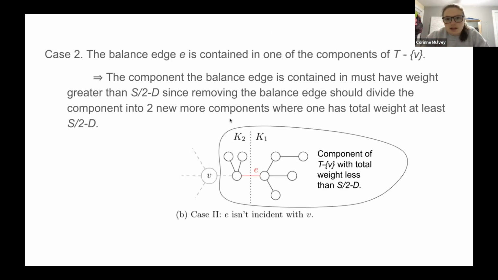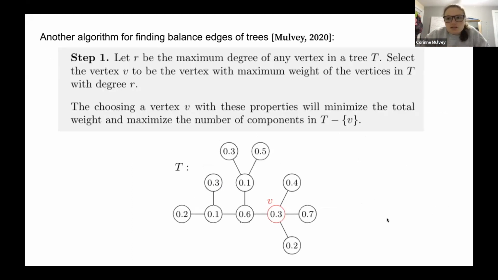The second case is if the edge is contained in one of the components, but every component has total weight less than the minimum that you're willing to accept. So removing any edge out of that will just create two smaller components, which is not possible. So the balance edge cannot be in that component. This gives another algorithm for finding balance edges. You start from a vertex and you're looking for a vertex such that when you remove it, either you get a component that has total population within what you're interested in, or every component has total population that's less than whatever range you're willing to accept. Then you can stop looking.